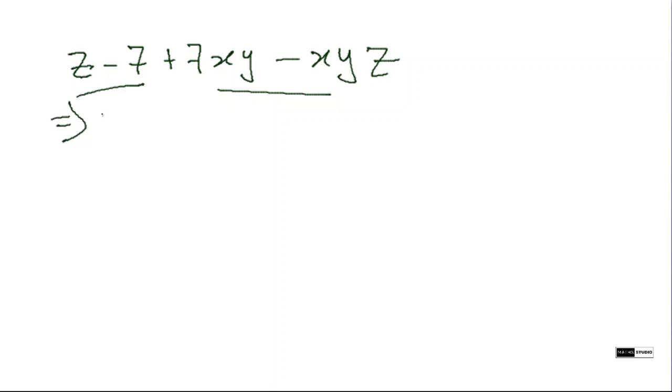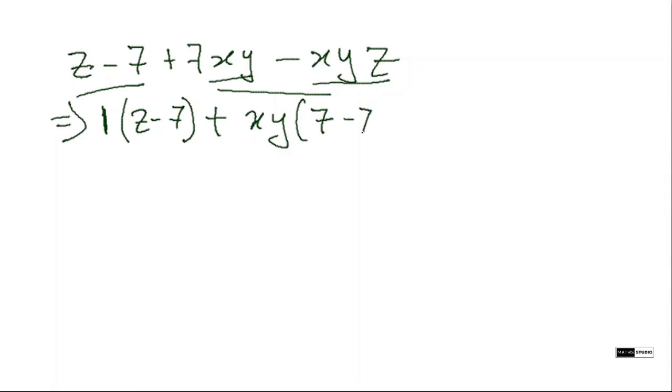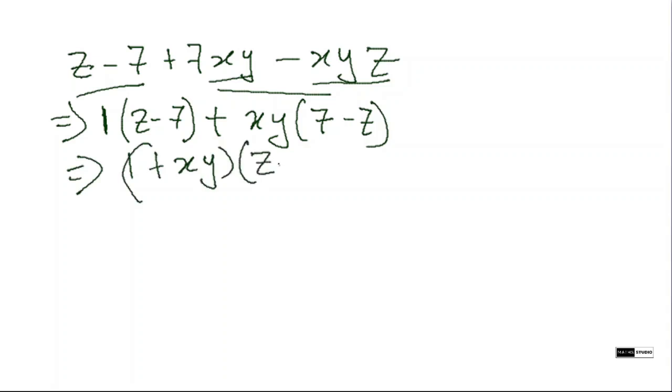So out of z and 7, what is common? 1. So we'll write 1 into z minus 7 plus, out of 7xy and xyz, what is common? X and y is common. So we have xy into z minus 7 again. So finally what do we get? 1 plus xy into z minus 7. So that's the factorization.